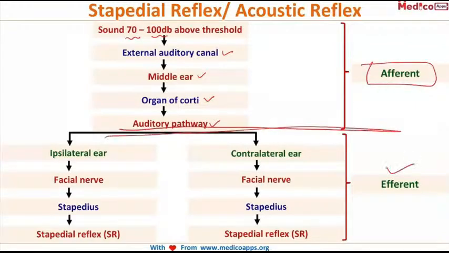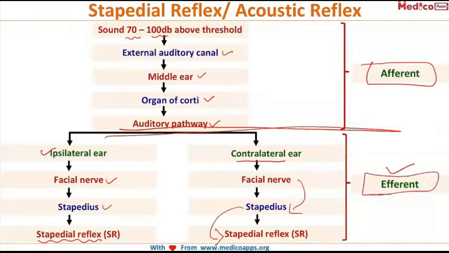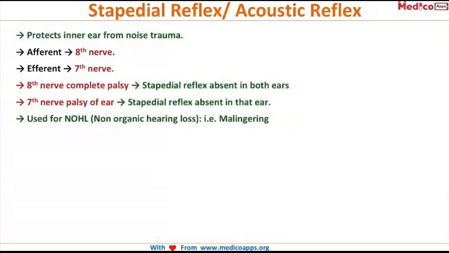When we look at the efferent pathway, in the ipsilateral ear, the facial nerve is stimulated, which in turn stimulates the stapedius, resulting in the stapedial reflex. Also in the contralateral ear, facial nerve stimulates stapedius, resulting in the stapedial reflex. This entire pathway is referred to as the efferent part of the acoustic reflex. Now, what is the importance of this reflex? It protects the inner ear from noise trauma.